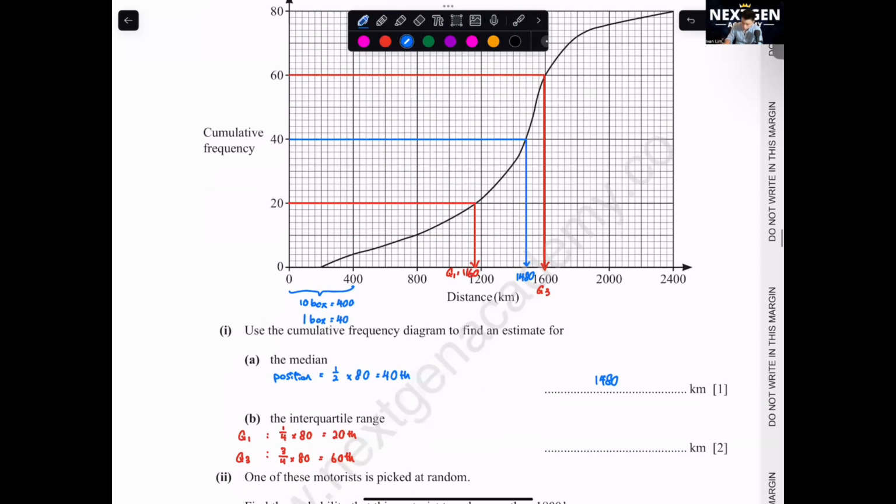Okay, so the interquartile range will be Q3 minus Q1 value, which will be 1600 minus 1160, which is 440 km.